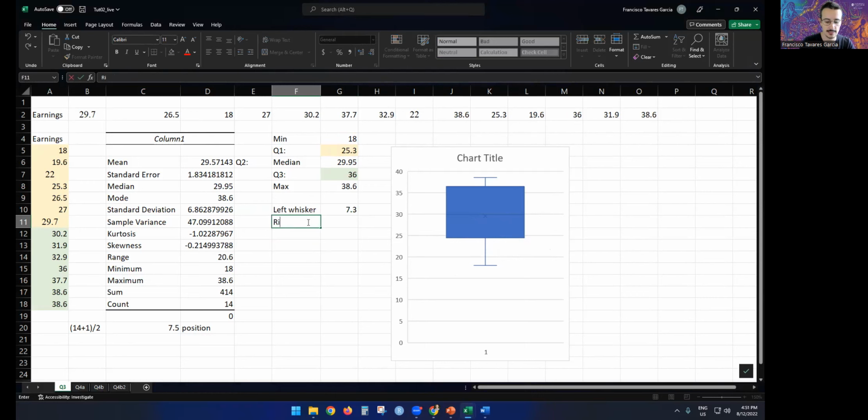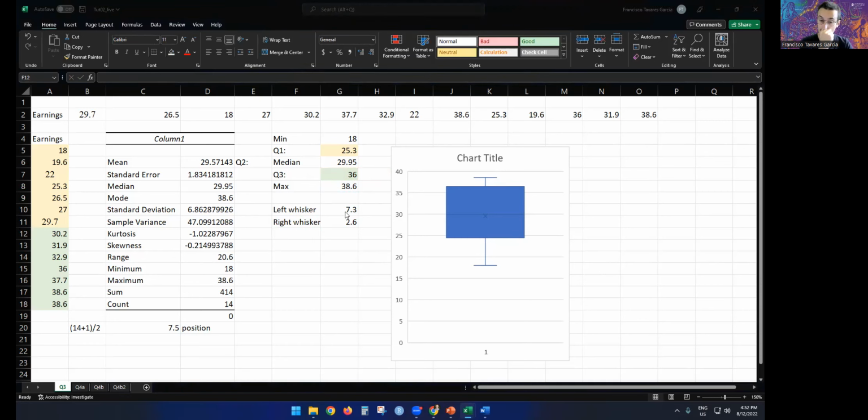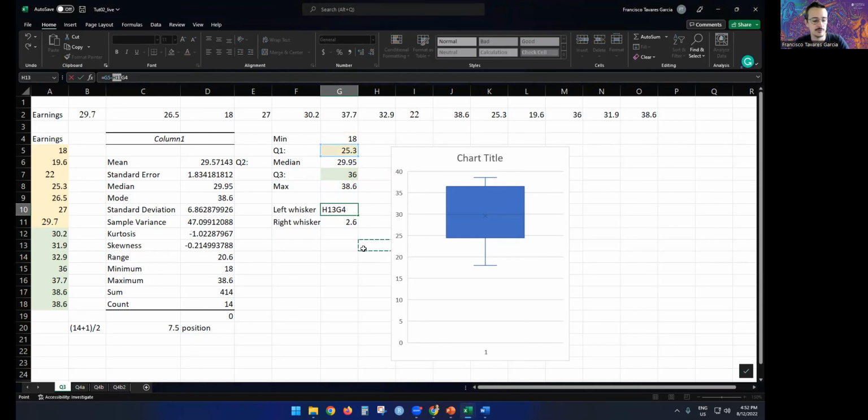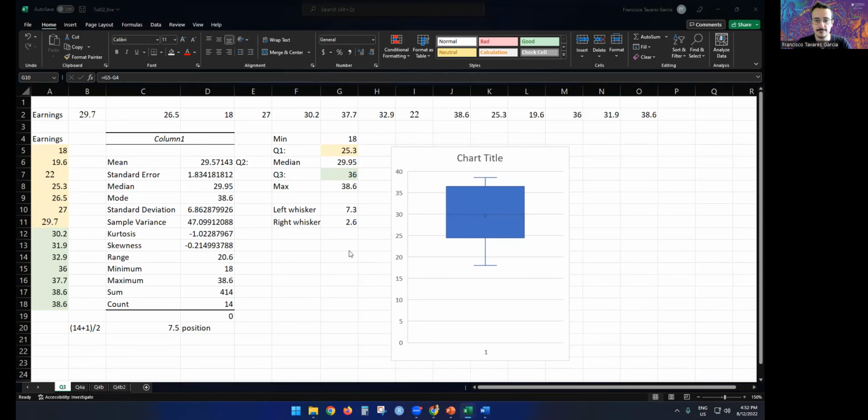And then this guy, the right whisker, equals this distance. So I'll get the highest value, the max, and subtract the third quartile. This minus this. Enter. 2.6. And these are the sizes of the whiskers. I'm showing you how to do it on Excel, but I think it's pretty simple if you wanted to do it on a calculator. It's not too complicated, right? Left whisker, right whisker.